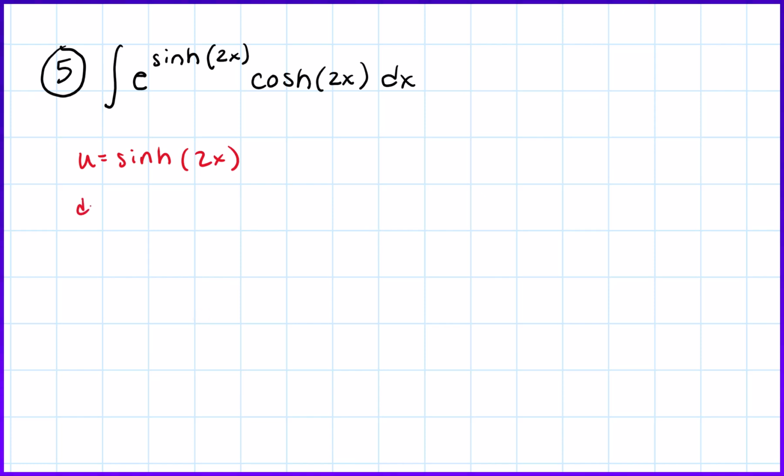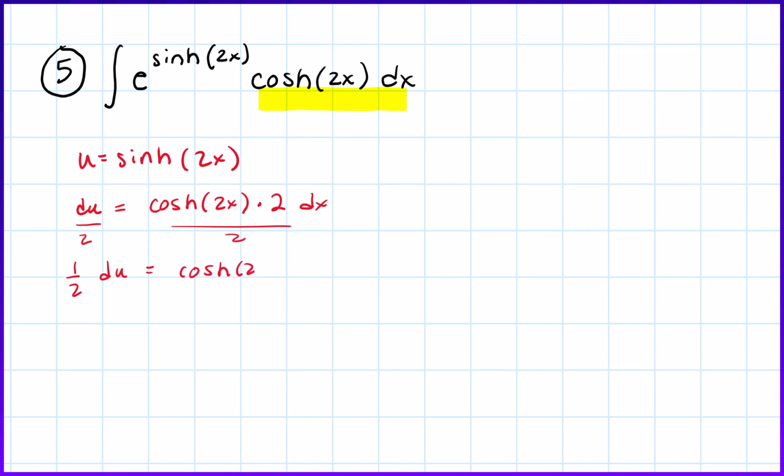Now my du dx, my derivative, because the derivative of sinh is cosh, is going to be cosh, or hyperbolic cosine, of 2x times 2 through the chain rule. And this is du dx, of course, but I think at this point we've done enough substitution. We'll write the dx over here. And since I have a cosh of 2x right there, I'm going to go ahead and divide by 2. So 1/2 du is equal to cosh of 2x dx.